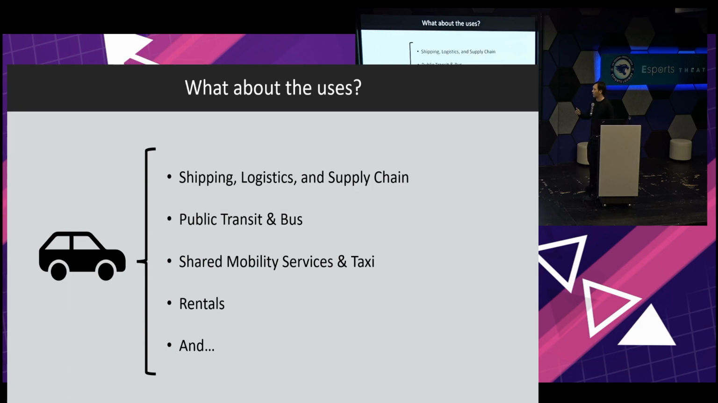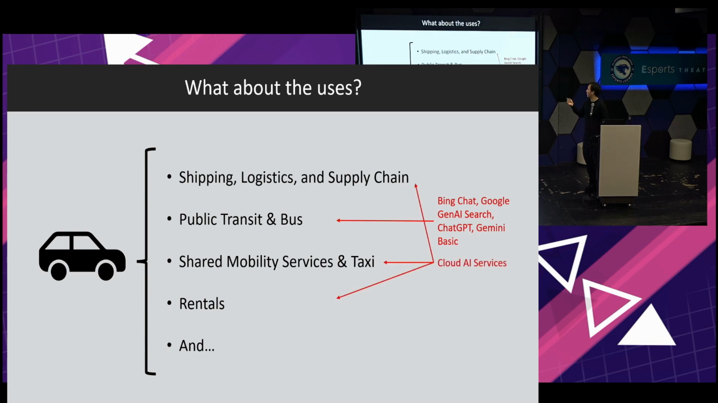For those who don't have their own private car, they ride public transit and buses, sometimes for free or for like $1 or something. So I can see those kinds of things as Bing Chat, Google Gen AI search, ChatGPT, or Gemini Basic, which don't really charge you anything on the web. And supply chains, shared mobility services and rentals can be compared to cloud AI services. And when it comes to rentals, you can also think about subscription-based AI services for now.